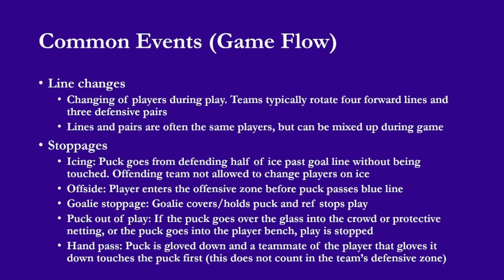Icing is when you shoot the puck from your defensive half of the ice, so behind your red line, and it goes all the way down past the other team's goal line, and that other team is the first to skate back and get to those hash mark areas I was talking about earlier in the face-off circles. In this case, the play will be blown for icing. The face-off will come all the way back next to your own goalie, and you cannot change your personnel on the ice.